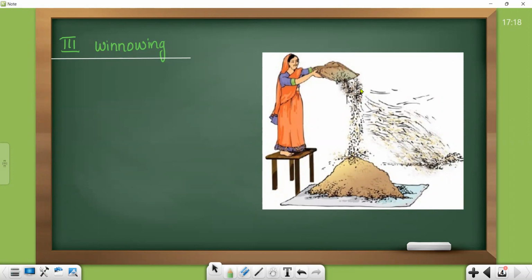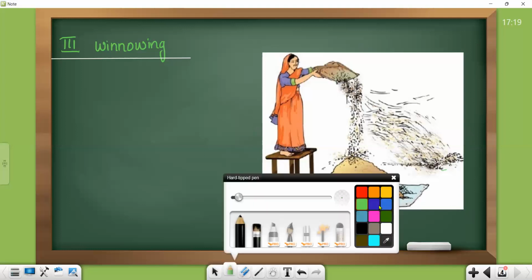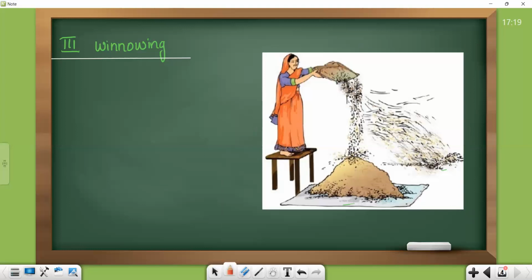Actually, the covering of the seeds, the grains, is called husk. The husk is lighter, so that lighter husk is separated easily, and you can see the grains here and the husk there. Can you see here how grains and husk are separated?